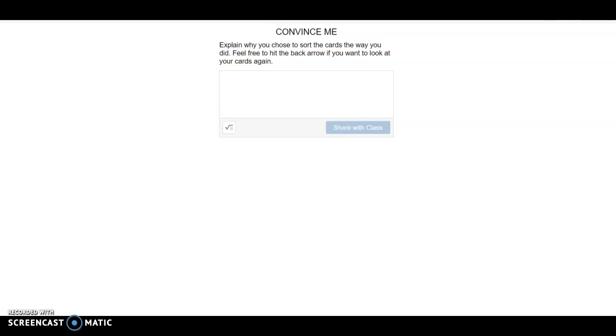So when you click the next button, I want you to convince me. Explain why you sorted these cards the way you did. And if you're like, oh wait, how did I sort them? You can definitely hit the back arrow and see how you sorted them. So take another 30 seconds and fill out this part.